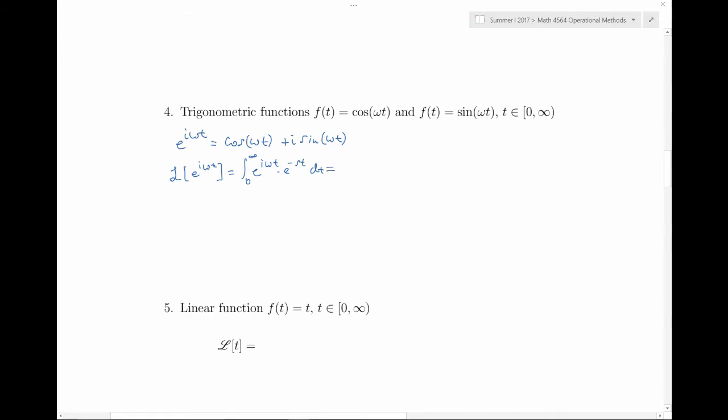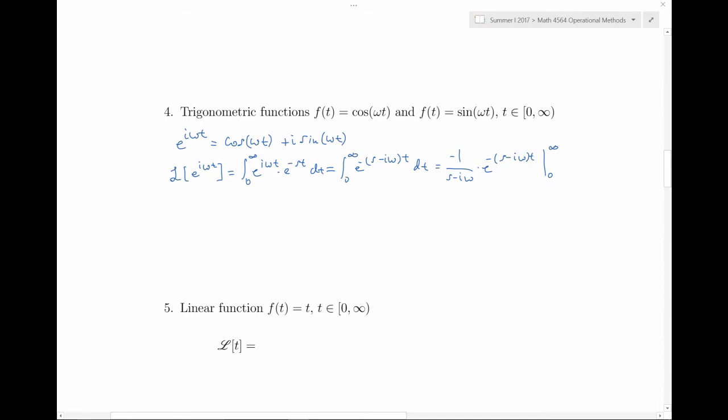This equals an integral of a single exponential function e to the minus, inside the parentheses I have s minus i omega, and the whole thing multiplied by t, integrate with dt. As before, the antiderivative is just going to be minus 1 over s minus i omega multiplied by e to the minus s minus i omega t evaluated from 0 to infinity.